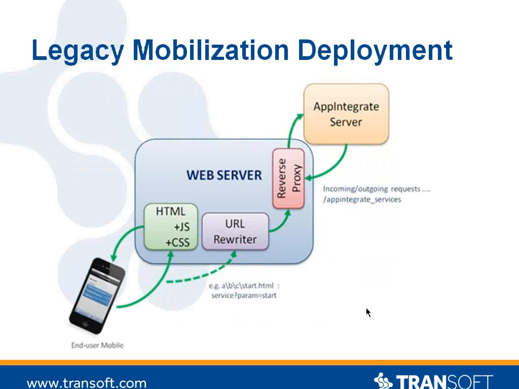Okay, so just to recap, we used the AppIntegrate services to hook into the web server, and we had to create a reverse proxy just for convenience. And then the actual application is all written in HTML, JavaScript, and CSS. You can package all those together to create the PhoneGap app.